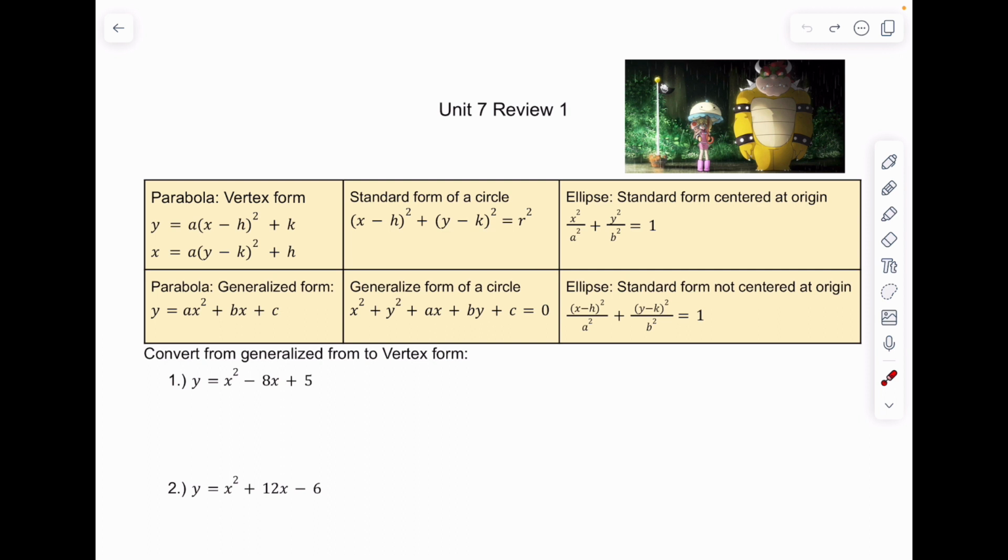As for the ellipse, this ellipse is going to be centered at the origin. So you have an ellipse that goes just right here, where this is your center. In the standard form that is not centered at the origin, you have an ellipse that goes somewhere to the side. There's some shifting going on. So let's apply some of these and answer some questions.